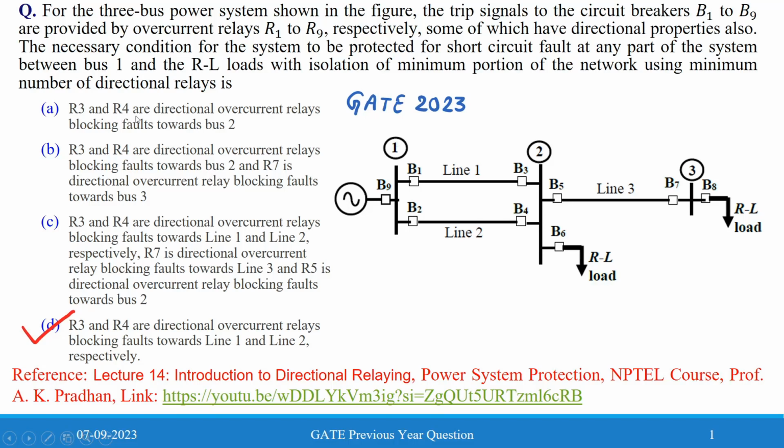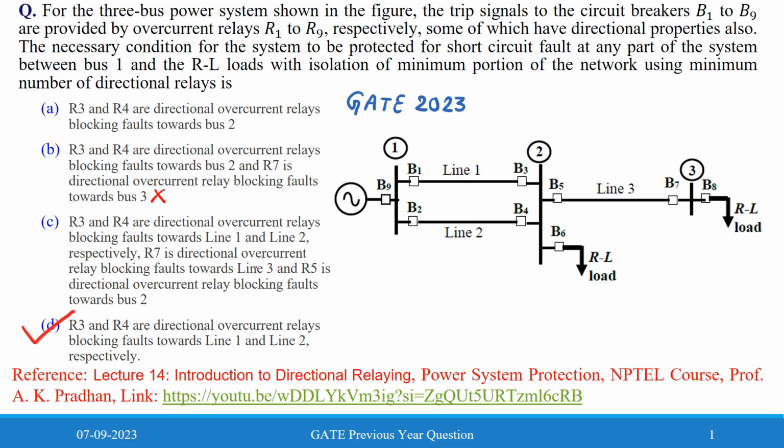The first option is that R3 and R4 are directional overcurrent relays blocking fault towards bus 2. This is also correct, and it would be the correct answer if it were a multiple choice question where we had to select multiple answers. But let us see the other options also. B option is R3 and R4 are directional overcurrent relays blocking fault towards bus 2 and R7 is a directional overcurrent relay blocking fault towards bus 3. R7 will be a non-directional overcurrent relay, so B option will be incorrect.